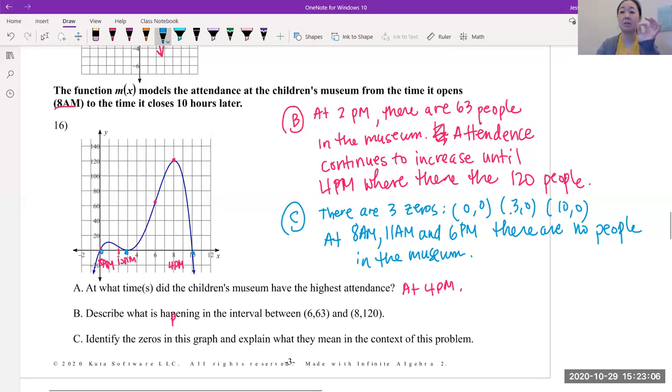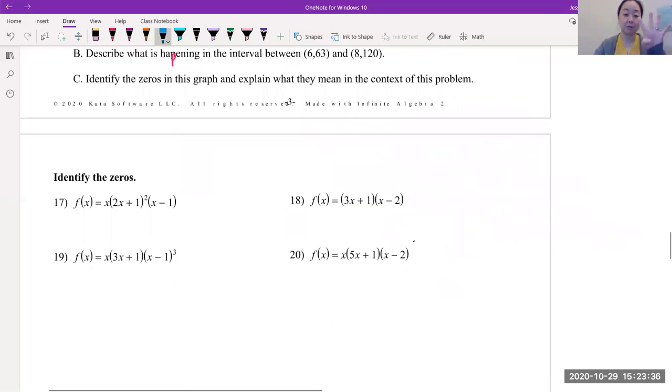So 0, 3, and 10. I've explained the 0, 3, and the 10. That was the times, right? And the 0 for all 3 of them for the y's, I explained what that means, because that means there are no people in the museum. We're not counting the workers. We're just talking about the attendants, the people who are there to be at the Children's Museum, right? So maybe at 11, everybody decided to leave and go to lunch or something like that. I don't know, right? But anyway, if you don't know how to explain that part, just explain what is happening. Okay, there we go. Last 4.